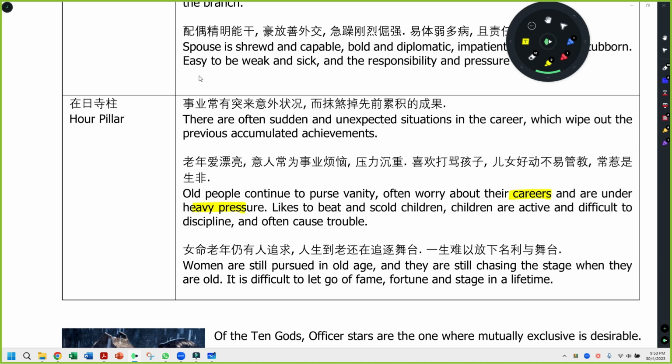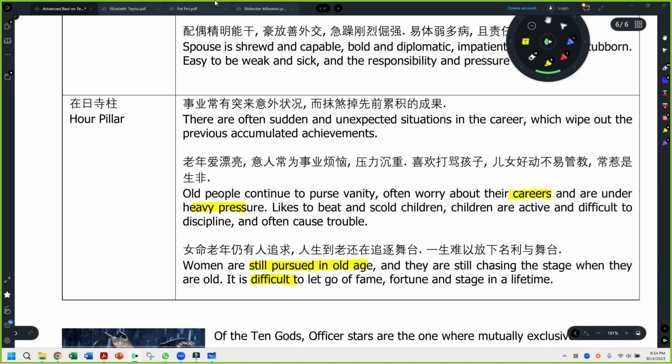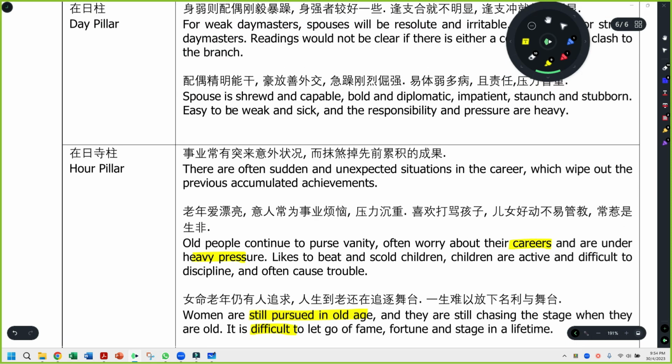And in a woman's chart, Seven Killings is the boyfriend. So if there's Seven Killings in the old age, they are still very attractive, and the women themselves are also looking out during that period as it is. Therefore, these are those who find it difficult to let go of their fame, fortune, and stage. Okay, so this is where we look into the Seven Killings in your year, in your month, in your day pillar, and what they represent for each of them here as well.